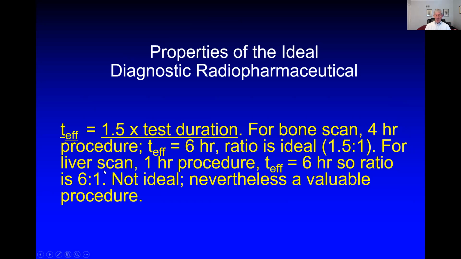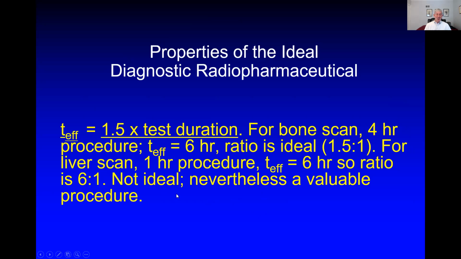But look at a liver scan. It's a 1-hour procedure. Again, by coincidence, the T effective happens to be 6 hours. T biological is infinitely long. So in that extreme case, T effective equals T physical. So the ratio here now is T effective over procedural length is 6 to 1. Now, that is simply not ideal. It's not what we want, but that doesn't mean it's not a valuable procedure.